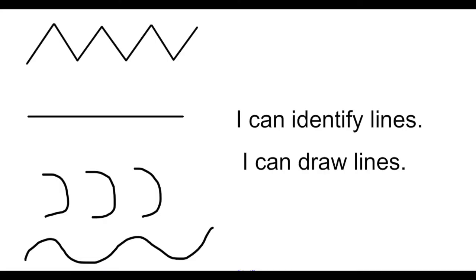Let's talk about lines. Lines have names. Do you know the names of these lines? The top one is called a zigzag. The next one is straight, and then curved lines, and the bottom one is a wavy line.